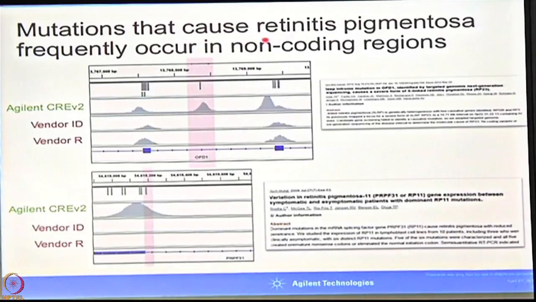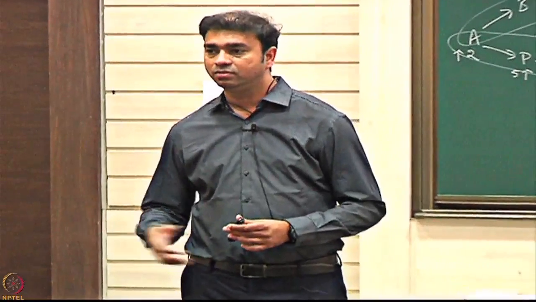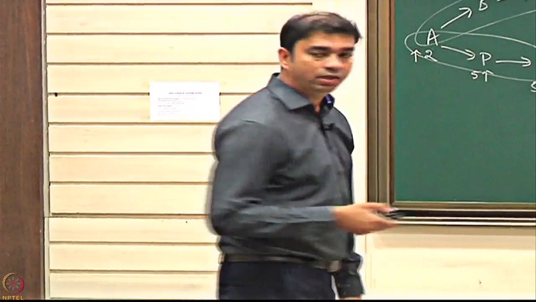Another example, retinitis pigmentosa. If you see two other vendors, this CFD1 gene is not covered in this part because this is the intronic part. These are exonic parts. Intronic parts are not covered, but we see ours fairly covers that part. That means detection of that mutation is very easy. Then this region again is well covered by ours. These are all non-coding regions, well covered with our clinical research exome, and most of the pathogenic variants for rare disease are present in non-coding regions.